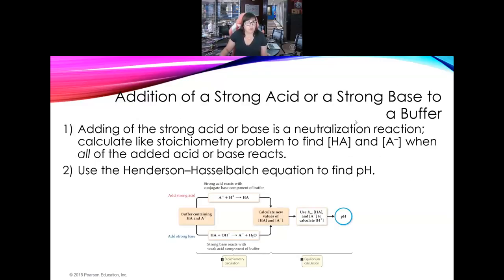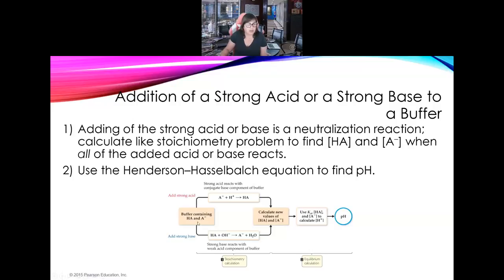Addition of a strong acid or a strong base to a buffer. So adding a strong acid or base is a neutralization reaction. We will calculate the stoichiometry just like we did before to find HA and A minus when all of the added acid or base reacts. And then we'll use the Henderson-Hasselbalch equation to find the pH.